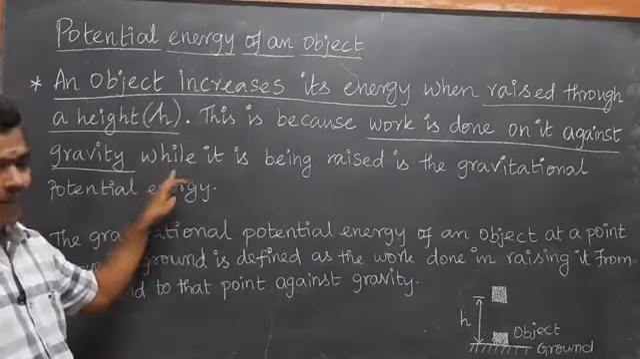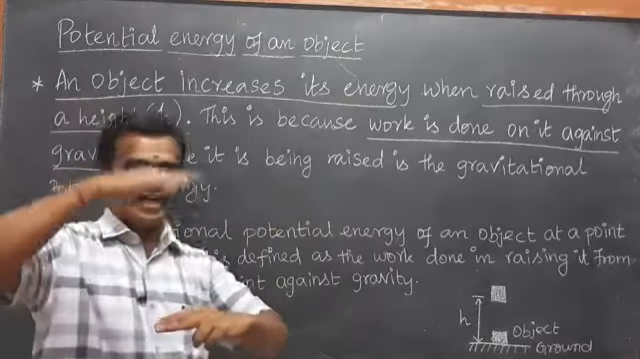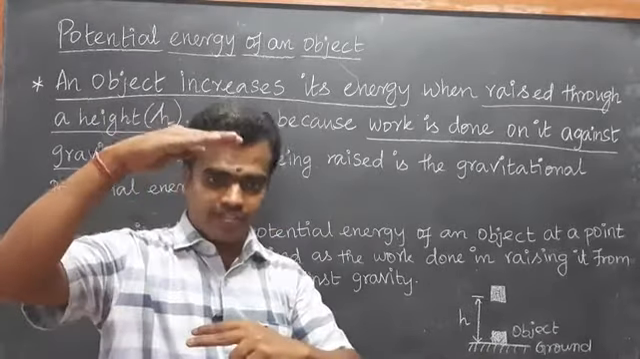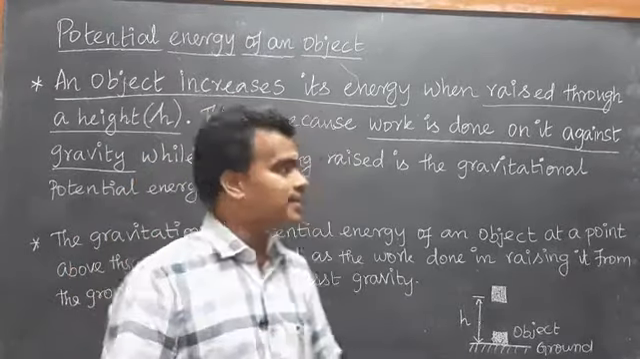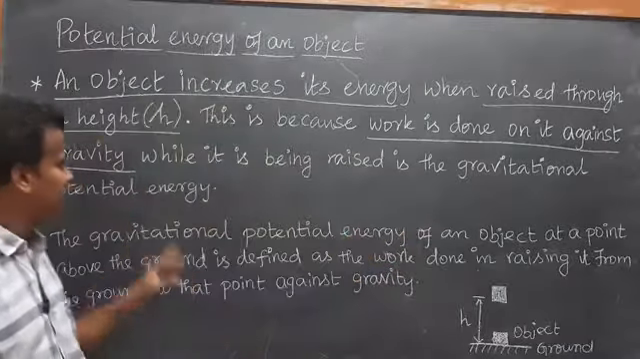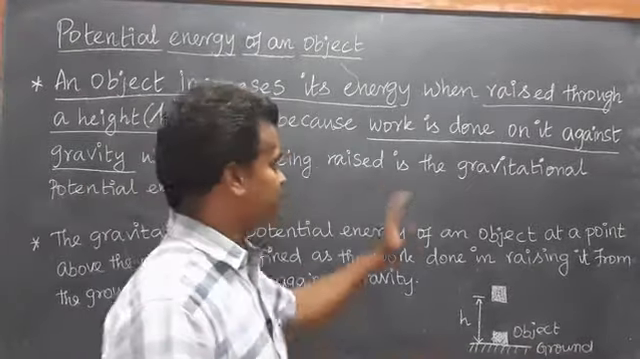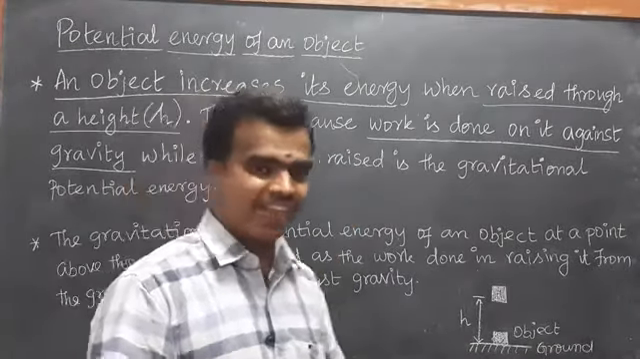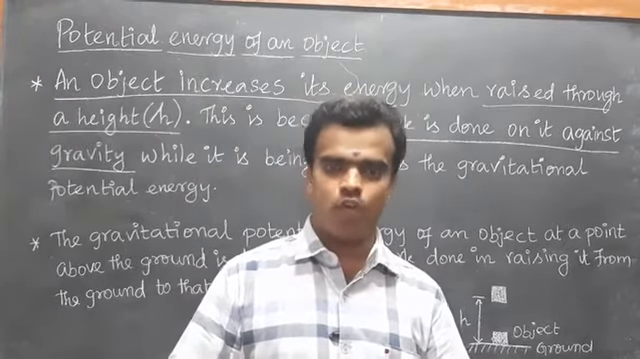And while it is being raised, if you keep raising the height of the object, the energy will keep increasing, and that is called gravitational potential energy. This is one of the definitions of gravitational potential energy, or simply the potential energy of an object.